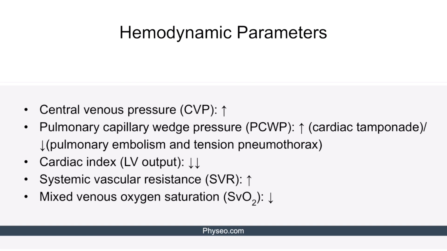Due to the backward flow from the right ventricle to the right atrium and the central veins, the central venous pressure will increase. The change in the pulmonary capillary wedge pressure depends on the specific cause of obstructive shock. For example, if cardiac tamponade is the cause, then pulmonary capillary wedge pressure will be increased because external left ventricular compression causes backflow of blood into the pulmonary vasculature. However, if the obstructive shock is caused by either a pulmonary embolism or a tension pneumothorax, then there's decreased right ventricular stroke volume. What that means is that the pulmonary capillary wedge pressure will be low.